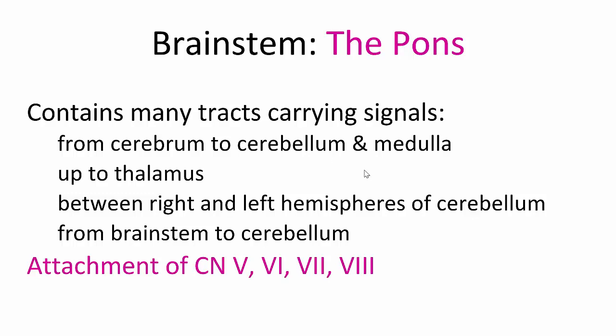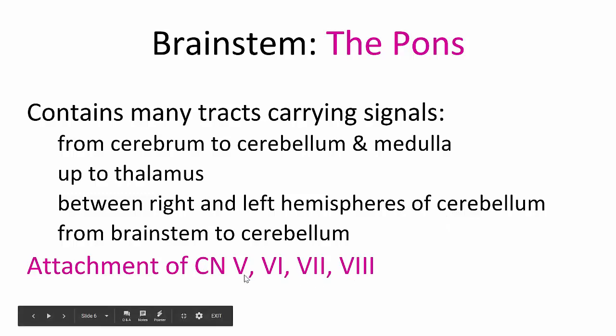The pons is known as the bridge. All right, this is a bridge between the cerebrum and the cerebellum. It is a bridge between the cerebrum and the medulla, and it's going to carry signals up to the thalamus. And the thalamus is the relay station of the brain, where signals that originate from the brain or originate from the spinal cord are relayed from one of those structures to the other. The pons bridges the right and left hemispheres of the cerebellum as well, and this is the attachment point of cranial nerves 5, 6, 7, and 8.